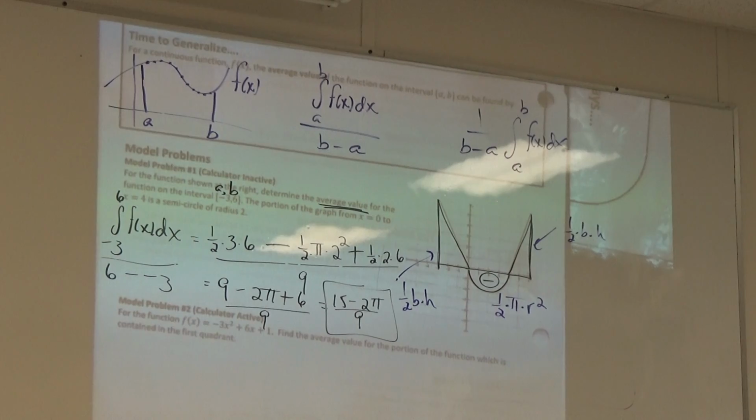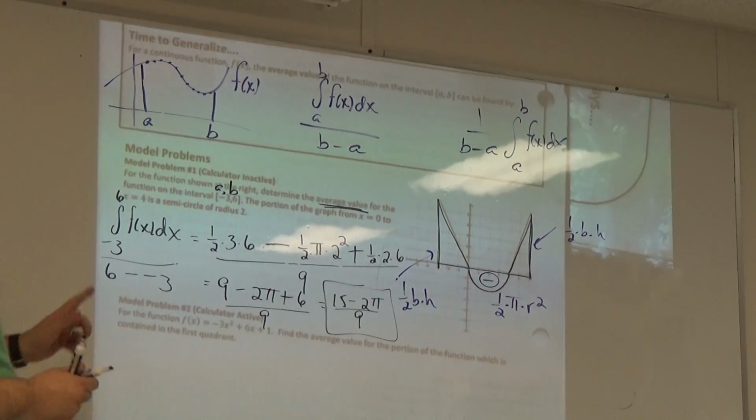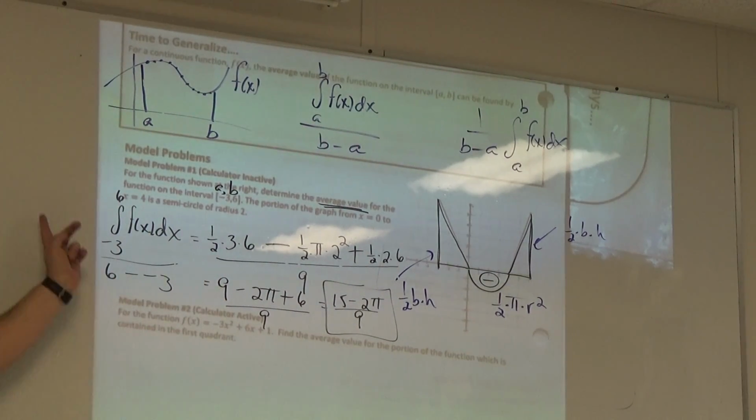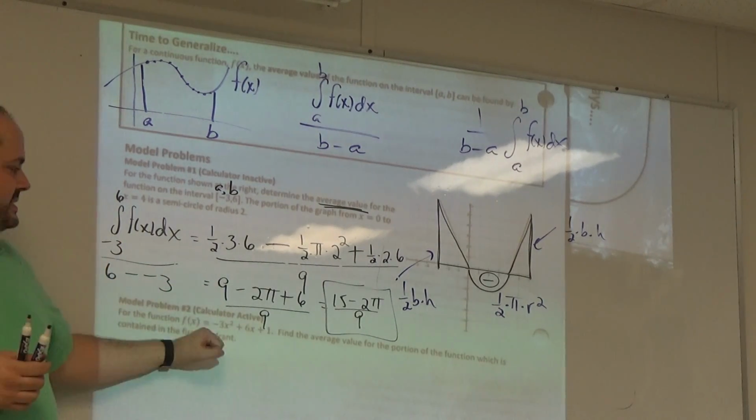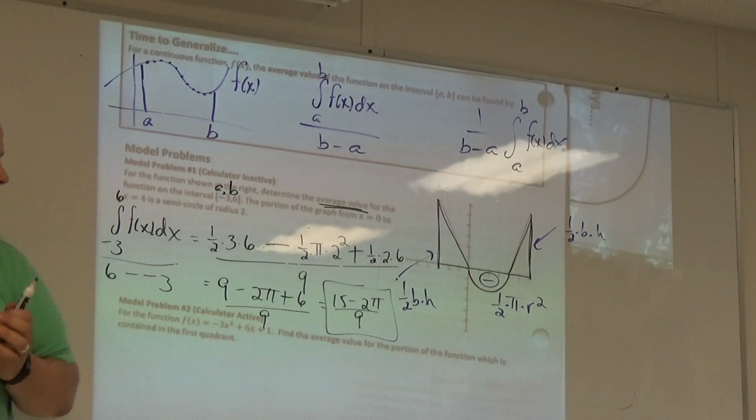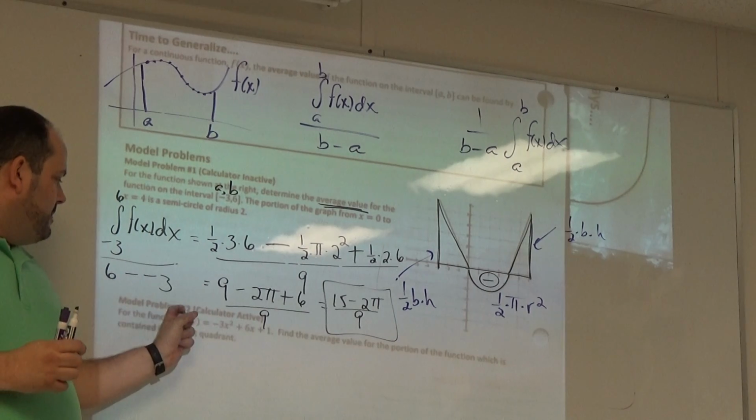Really, for the next 25 minutes, we're just going to keep taking this idea of average value and putting it in a new way, pushing a little bit more. So these next two are calculator active. And Ron Beer, how do you feel about driving my laptop again? Okay, so if you go back. Okay, model problem number 2.